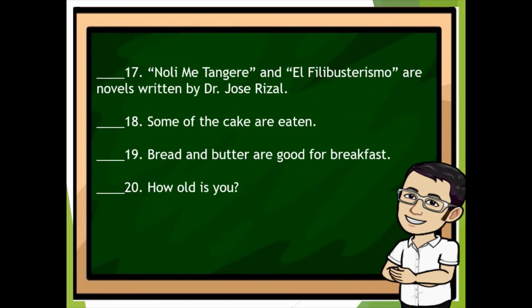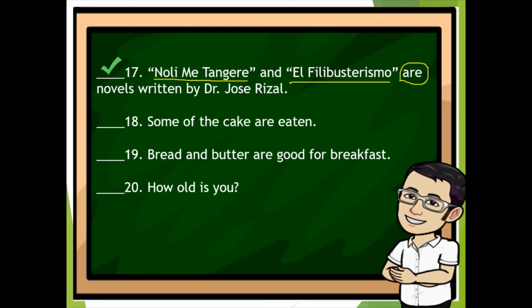Next, number 17. Noli Me Tangere and El Filibusterismo are novels written by Dr. Jose Rizal. The answer: check mark. There is no error in the sentence. The subject is Noli Me Tangere and El Filibusterismo. So we are talking about two novels here. So it is a plural subject. So if the subject is plural, then it must take a plural verb.